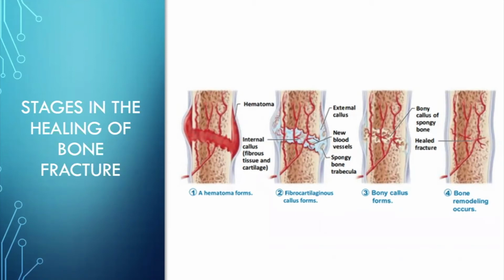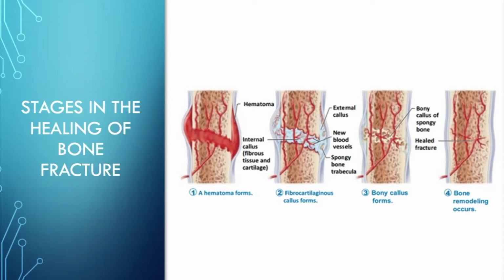The first stage is a hematoma formed by blood clotting. During the second stage, a fibrocartilaginous callus forms. Within a few days, new blood vessels grow into the clot. Fibroblasts produce collagen and the chondroblasts secrete a cartilaginous matrix. This entire mass of repair tissue splints the broken bone.